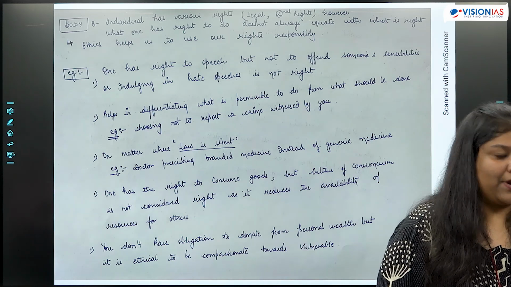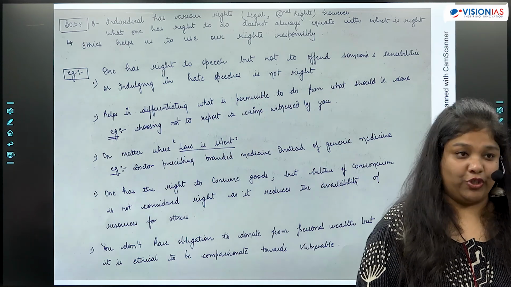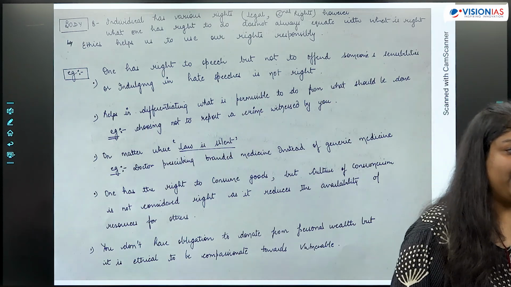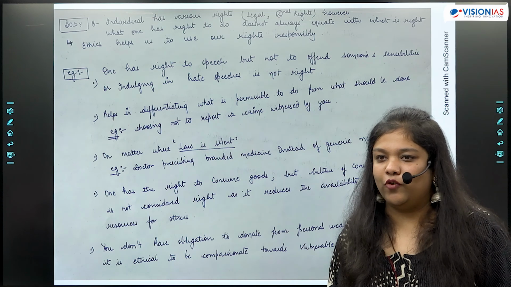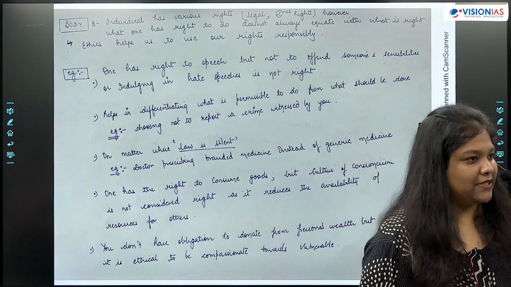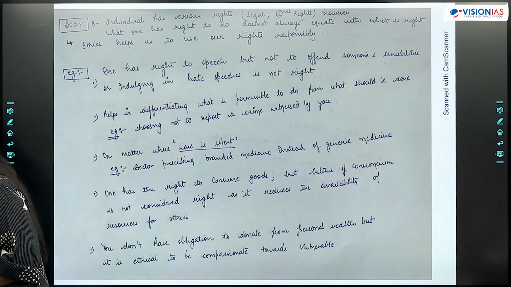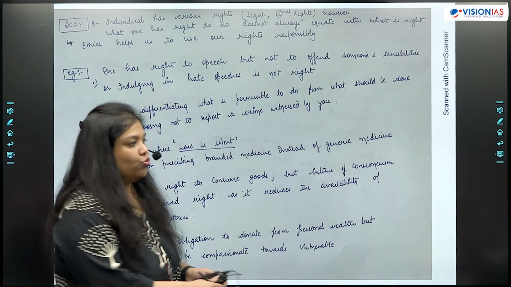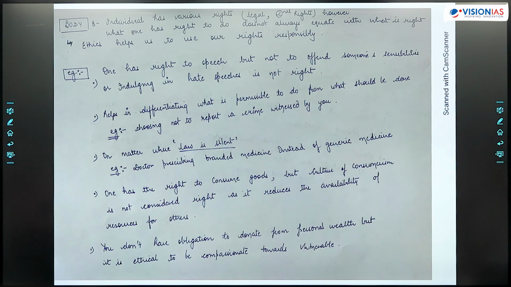We should always practice compassion. We should try to help. If you are in a good position, you should actually think of helping the others around. That is what life is meant for. That should be the purpose and meaning of life. So are you understanding the examples that we are mentioning? Just have a quick look. It helps in differentiating what is permissible to do and what is not. For example, choosing not to report a crime witnessed by you. Similarly, on matters where law is silent, for example, a doctor prescribing branded medicine.